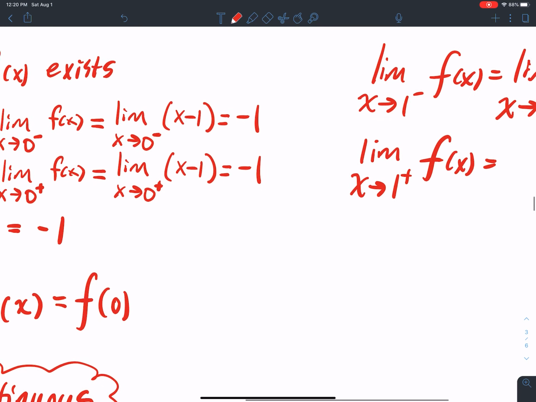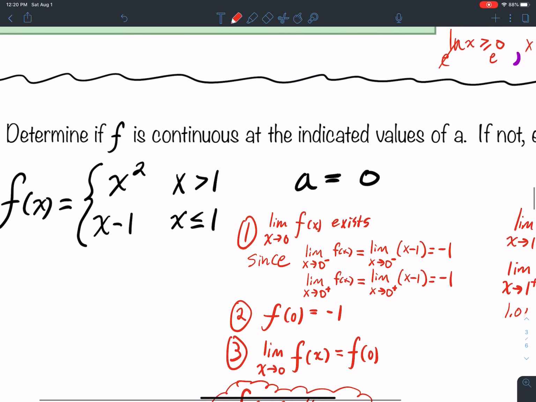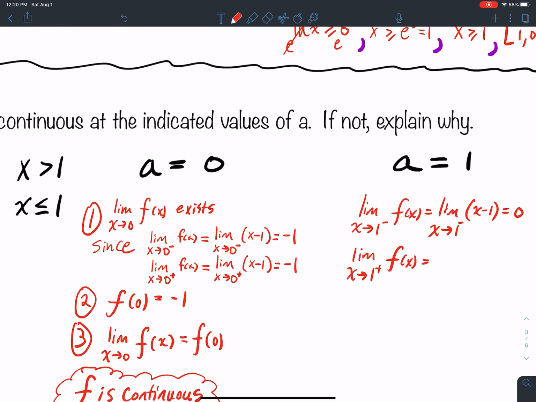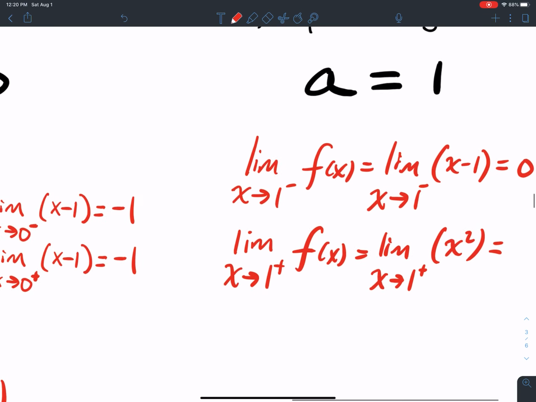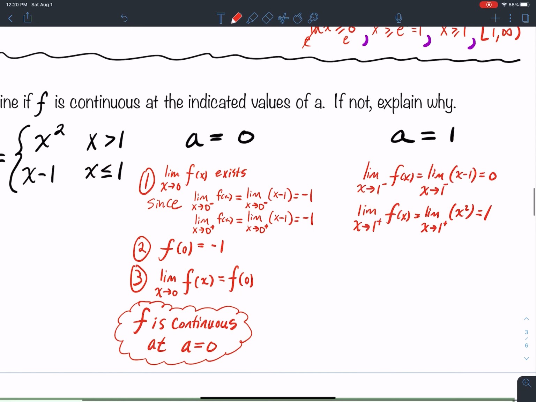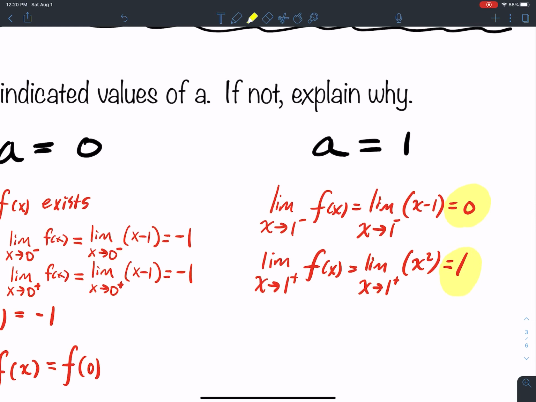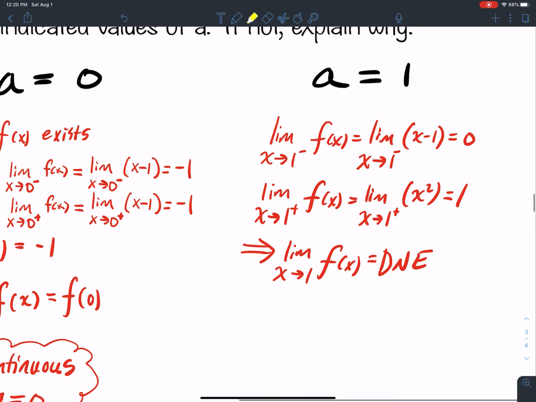The right-hand limit, that's values that are a little bit bigger than 1. A little bit bigger than 1 is going to be this top part of the function here. So I'm going to replace f of x with x squared. And whenever I plug in 1 for x squared, I get 1. And so what does that tell me? That tells me that the left-hand and the right-hand limits are not equal to each other. Therefore, the limit does not exist.